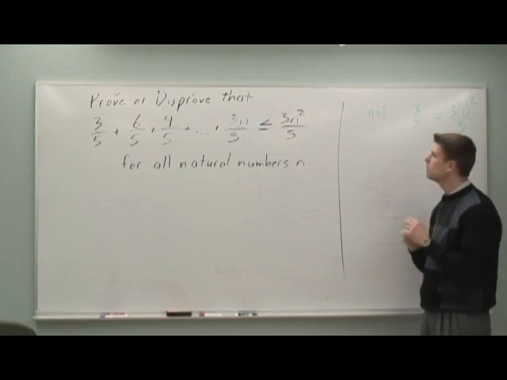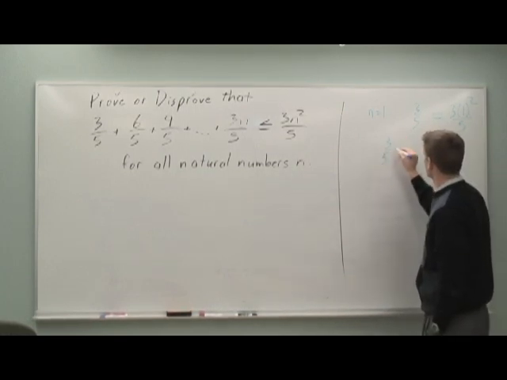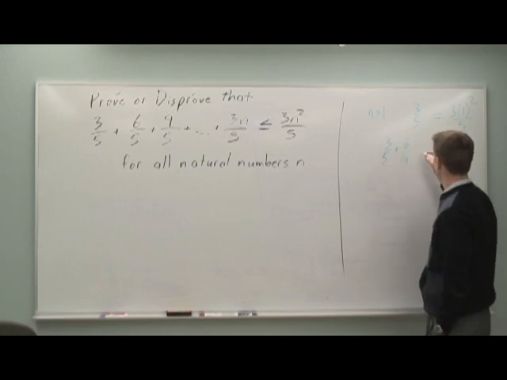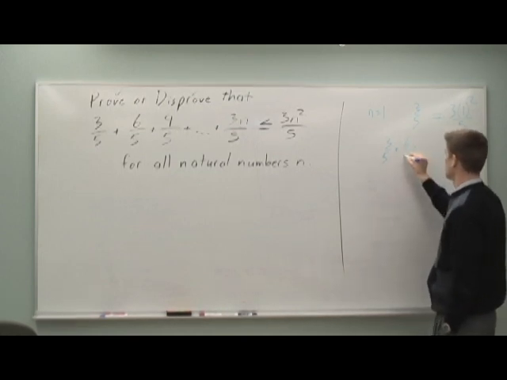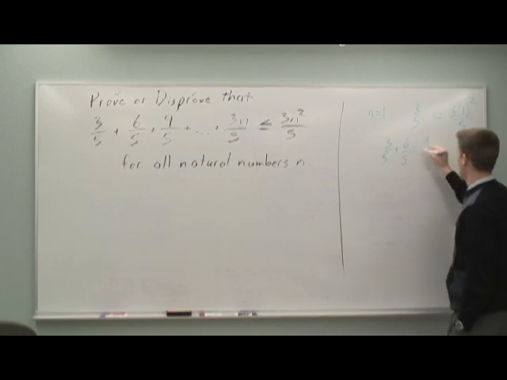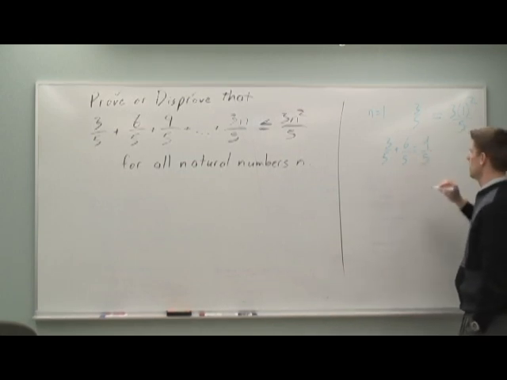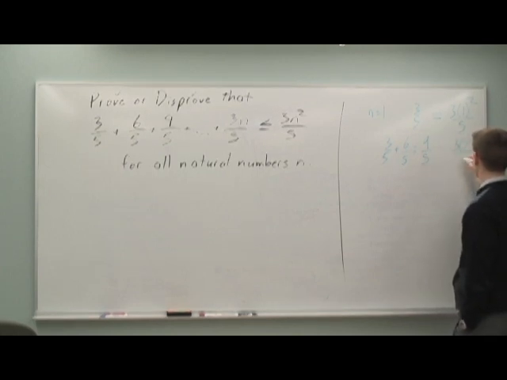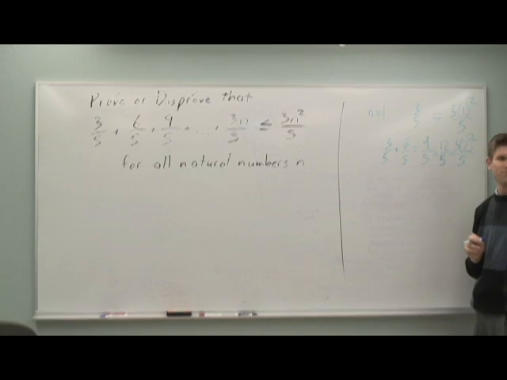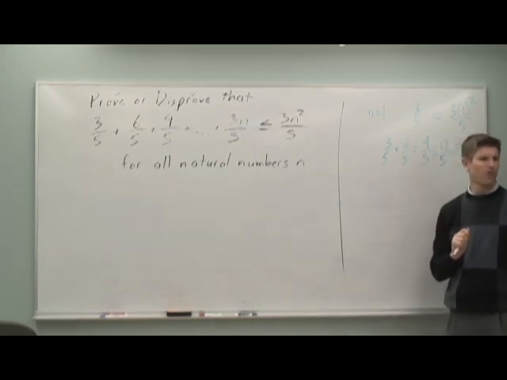We could try the second one. 3/5 plus 6/5, sorry, is 9/5, and 3 times 2 squared over 5, let's see, that's 4, so that's 12/5. So that seems true. Well, is the 4,000th one true? I don't know. That's why we need mathematical induction, right?